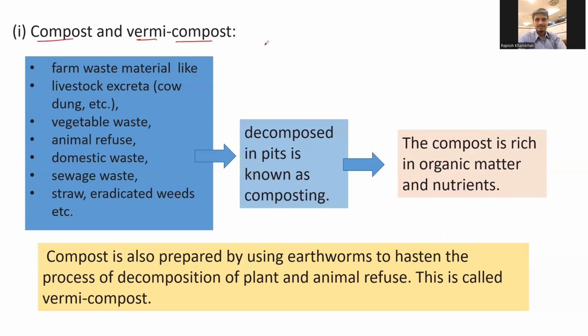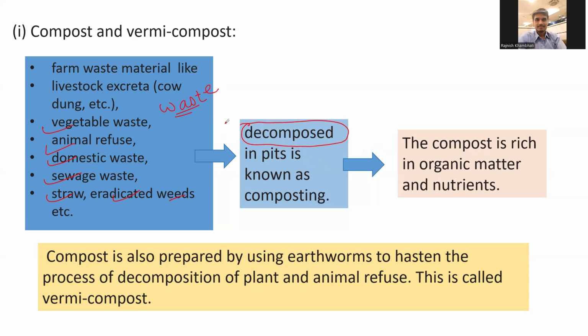Compost and vermicompost are types of manure. So what is compost and what is vermicompost? Let's learn. Farm waste material, like livestock excreta, like cow dung and any other animals' excreta. So excretory material, then vegetable waste, animal refuse, domestic waste, sewage waste, straw, eradicated weeds, etc. All these things are waste material. When this waste material undergoes the process known as decomposition.